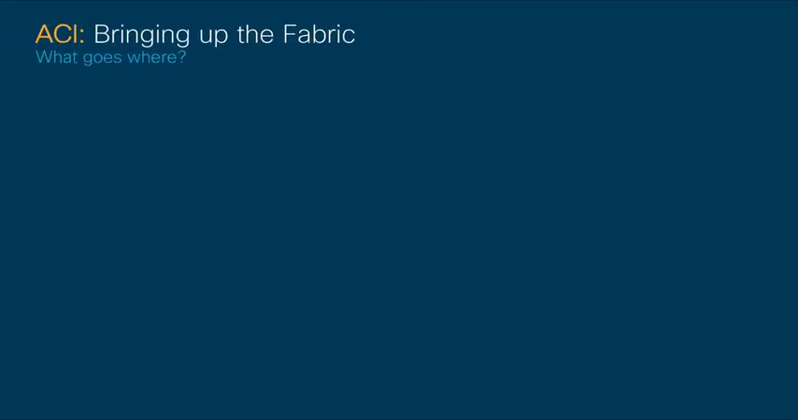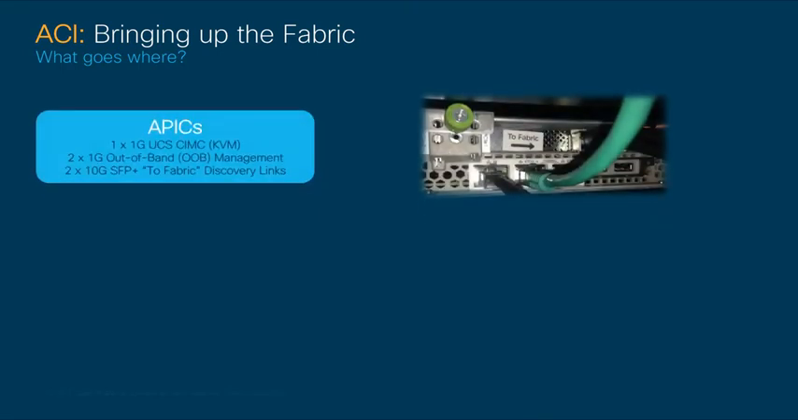Let's start by cabling the physical APIC server or servers. Each of them will have 3 different connections. One is the UCS CIMC port, which will allow you direct KVM over IP access to the UCS server itself. This port has the letter M on top of it. Then we have 2 out-of-band management ports which will be used to access the APIC GUI or CLI, which is where you will manage your whole ACI fabric from. If you have an out-of-band dedicated network, you can connect the CIMC and the out-of-band management ports there.